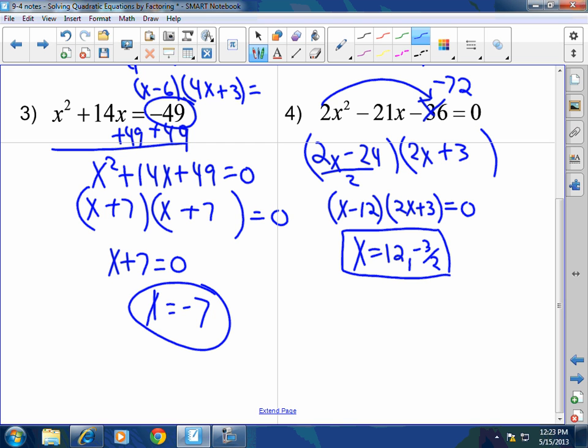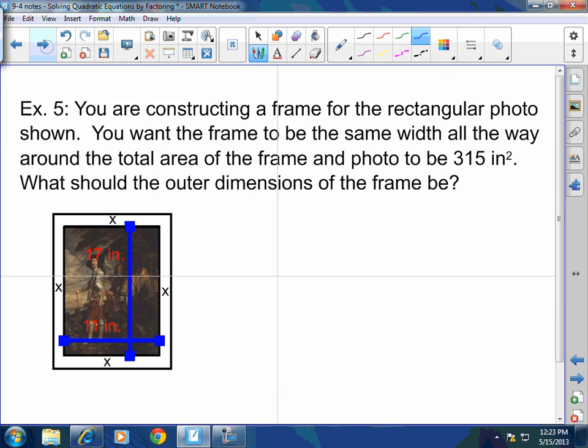So just so you know, this graph here, it's positive, so it would look something like this, because it only hits one time. And remember we went through yesterday how it looks if there's one solution? Does that make sense so far, guys? Now your favorite, word problems.